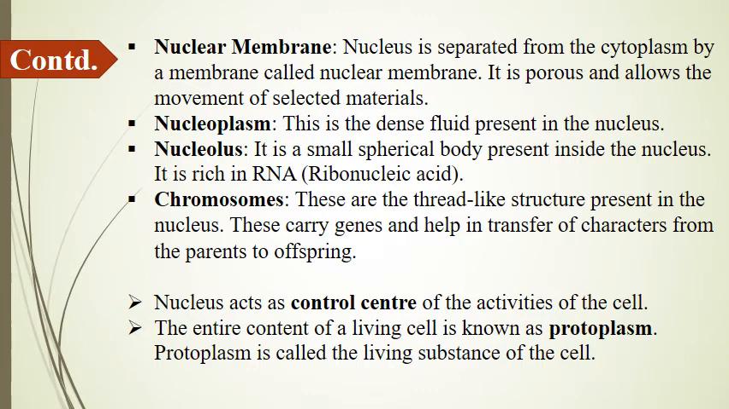Next, chromosome. Chromosomes are the thread-like structures present in the nucleus, and their function is they carry genes and help in the transfer of characters from the parents to offspring. Means you can see that you have some resemblance with your parents, and this resemblance is due to the chromosomes, due to the character transfers from our parents to us. That's why we have some resemblance with our parents.